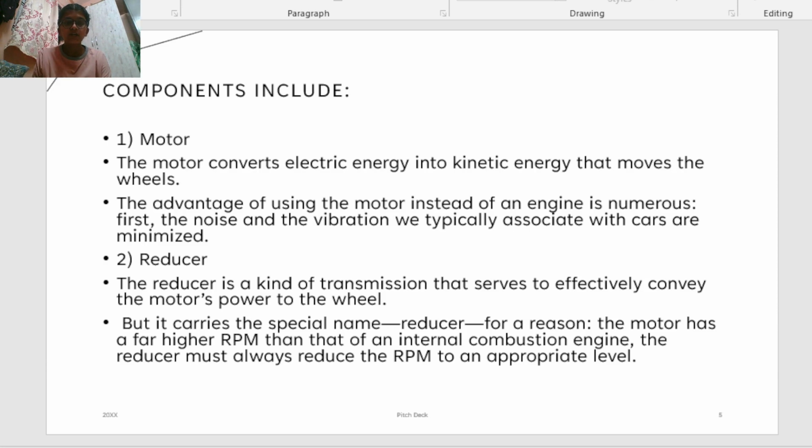Next we have the reducer. The reducer is a kind of transmission that serves to efficiently convey the motor's power to the wheel, but it carries the special name reducer for a reason. The motor has a far higher RPM than that of an internal combustion engine. The reducer must always reduce the RPM to an appropriate level.